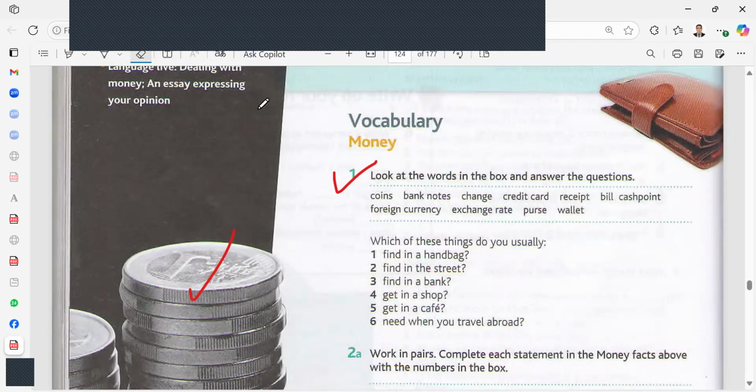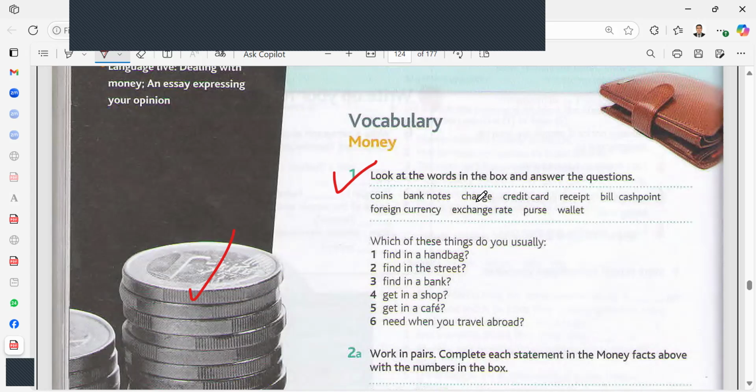Okay, change. Change is what is left over. For example, when you go to a restaurant and you have 5 riyals or 2 riyals change, you can say keep the change. Okay, credit card, your credit card. Instead of carrying cash in your wallet you can use your credit card.